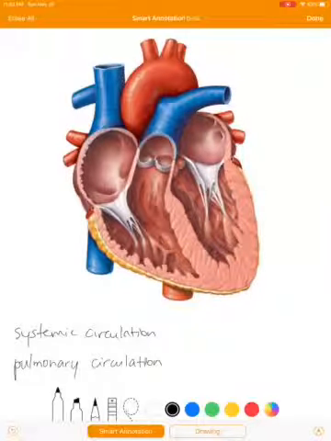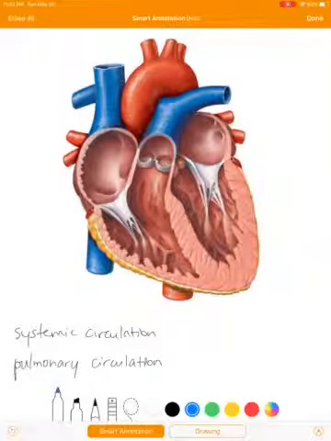So let's talk about how this is happening in the heart. Let's start off with, say, that the blood has already dropped off oxygen in all of the tissues of the body, and it's making its way back to the heart. So this is deoxygenated blood. I'm going to draw these arrows in blue just to show you that this blood is deoxygenated. It has lost oxygen, and it's coming back to the heart.